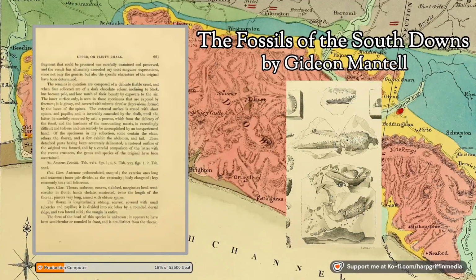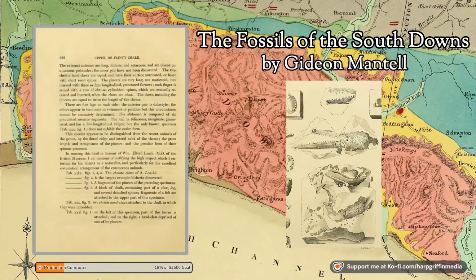The margin is entire. The form of the head of this species is unknown. It appears to have been semicircular or rounded in front, and is not distinct from the thorax. The external antennae are long, filiform, and setaceous, and are placed on squamous pedicles. The inner pair have not been discovered.